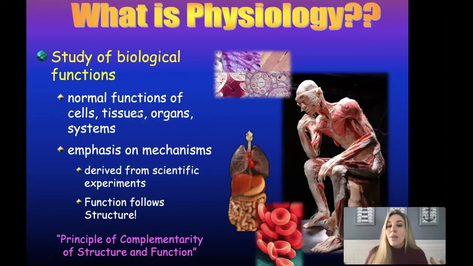So maybe things like how blood travels through something or how an impulse travels through a neurological organ such as the brain. And the emphasis is on the actual mechanisms. And they've discovered these mechanisms through the scientific method, which you've probably learned about, doing experiments.